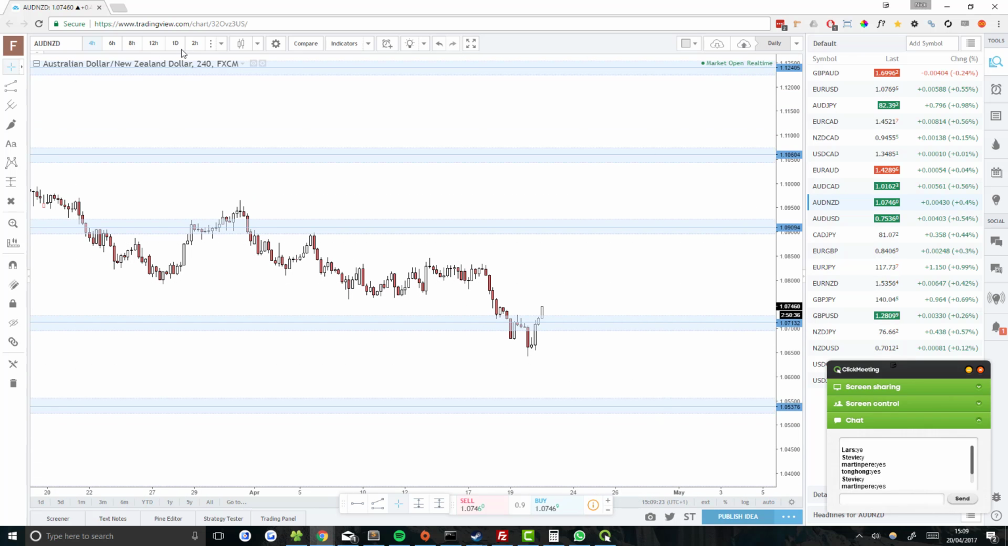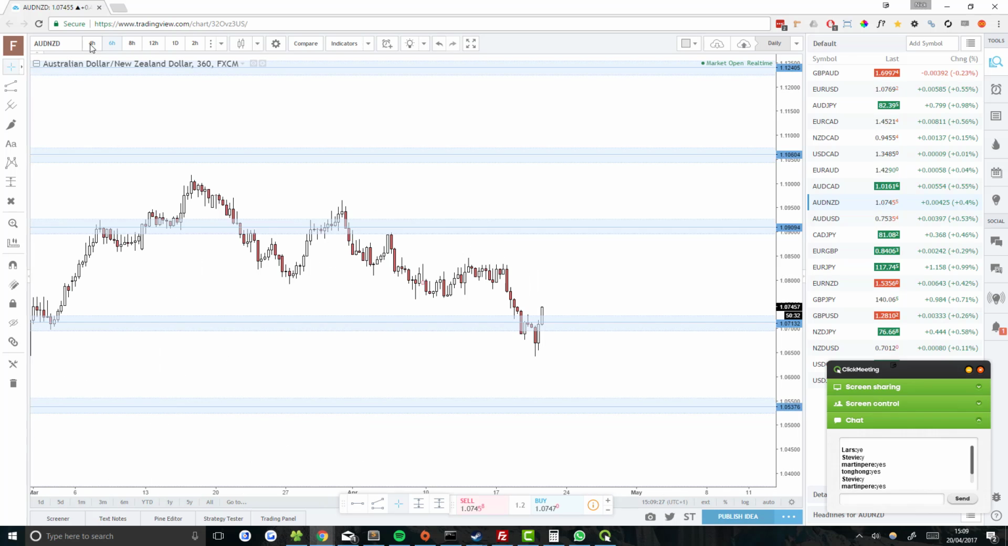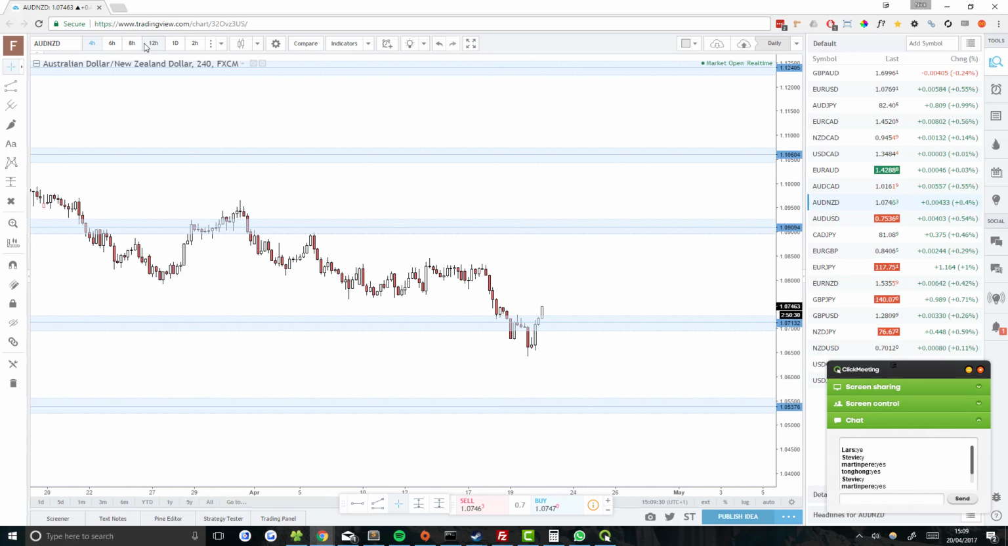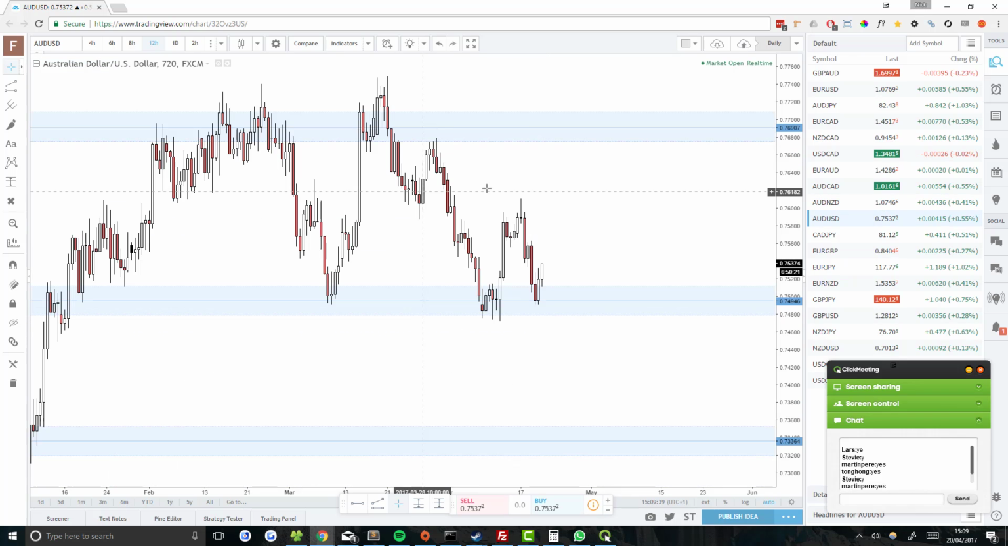All right. AUD New Zealand. Nothing that's really that tradable. I mean, it is clear that it's reversing, but it's nothing that I would want to trade just because of the risk to reward ratio.